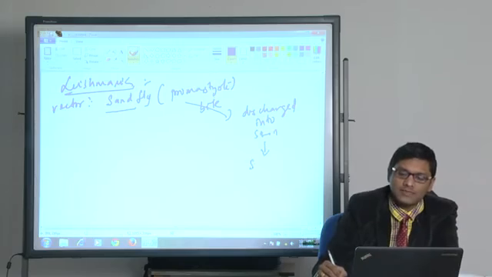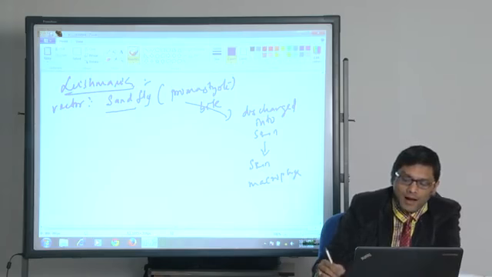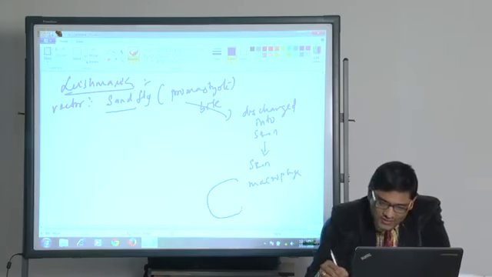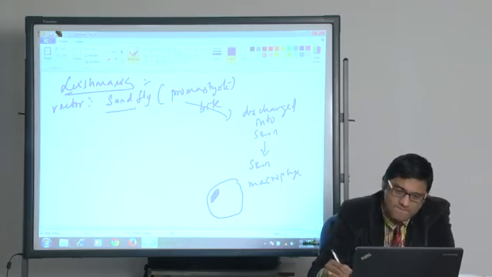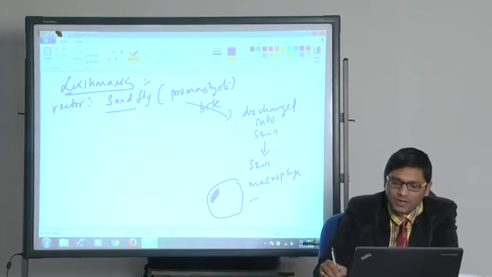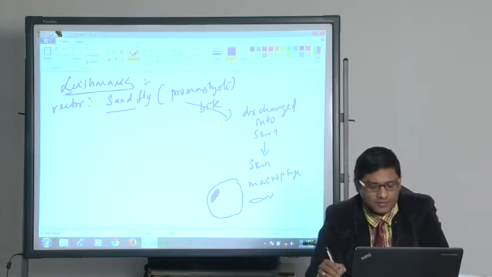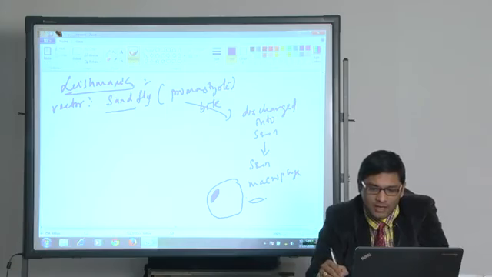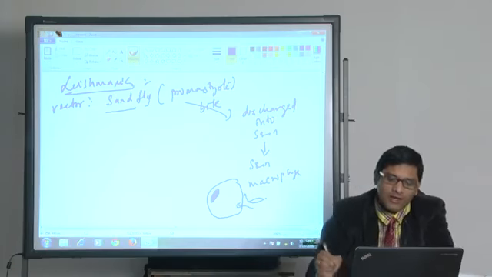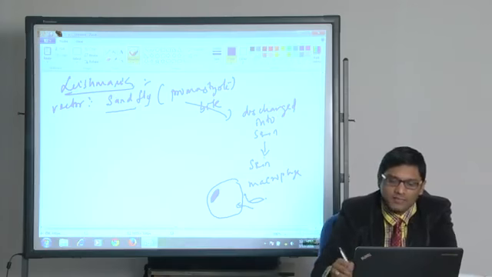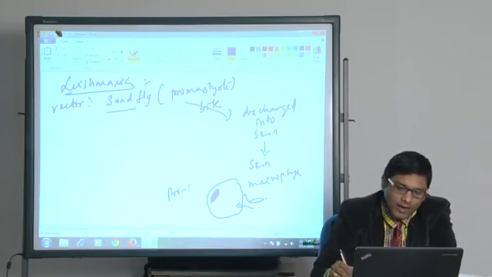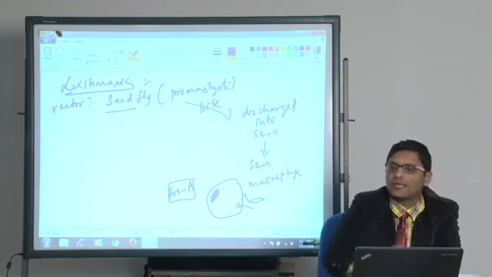and they will be taken up by skin macrophages. So the promastigote form is taken up by the skin macrophages, and inside the macrophage promastigote to amastigote transformation will take place.